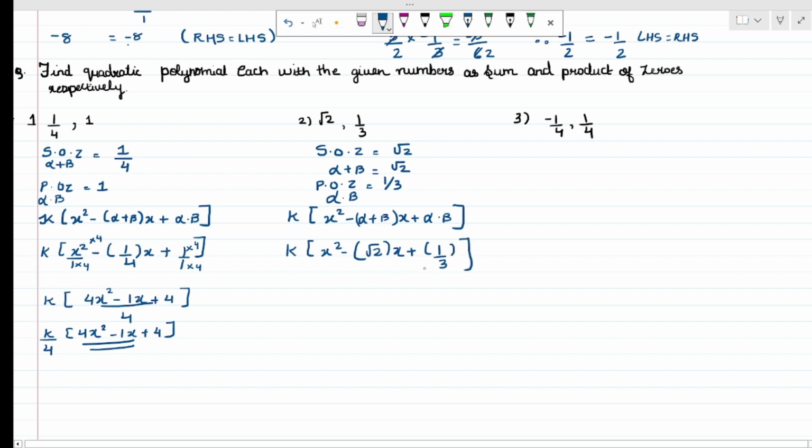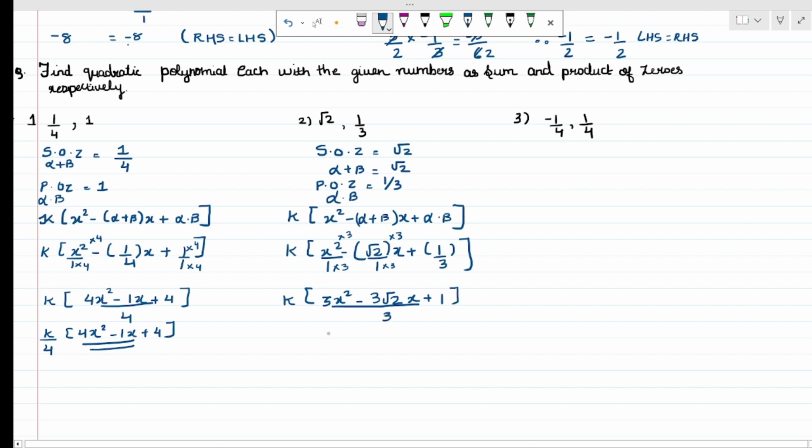Again, now 3 is in my denominator. That means my LCM will become 3. Multiply them by 3. Okay, so what will you get as your answer? k, 3x square minus 3 under root 2. Now you should know that 3 is a natural number and root 2 is an irrational number. You can't do 3 2s are 6. So it becomes 3 times under root 2 x plus 1, whole upon 3.